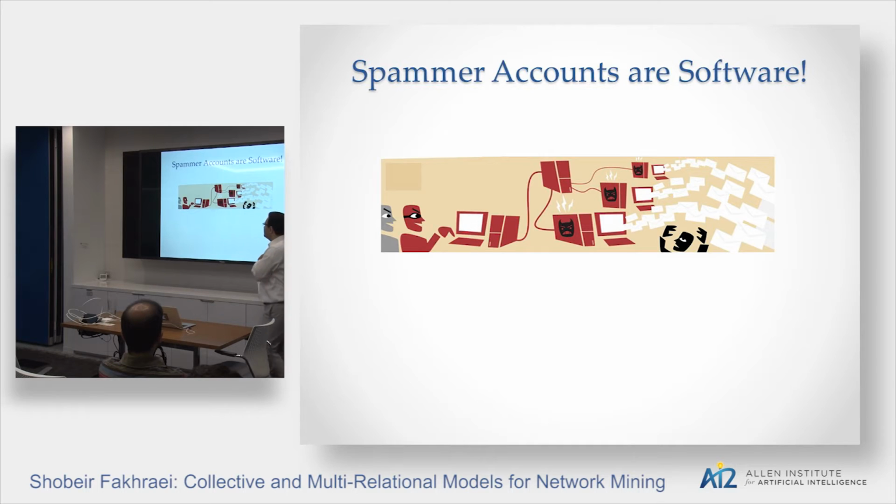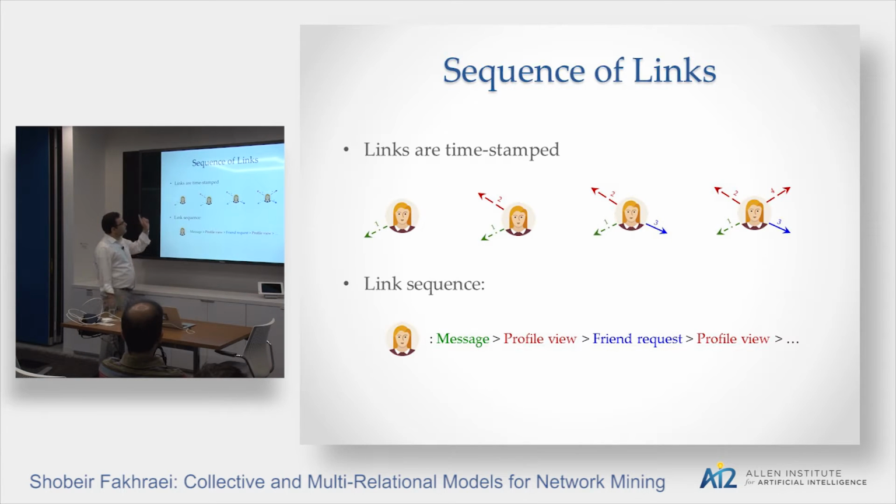The second thing we tried was based on the assumption that the spammers' accounts are not really human beings, and they are software. So if they're software, their behavior should be similar to each other, and we can actually capture this behavior because we have multi-relational links here, and we have the timestamp, so we could see the sequence of generating these links. For example, the user sends a message, does a profile view, sends a friend request, does another profile view, and this generates a sequence that we could mine and try to find a signal from there.